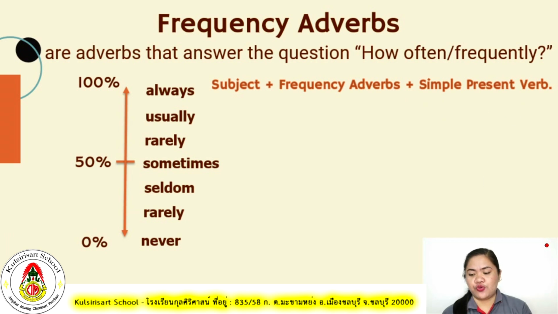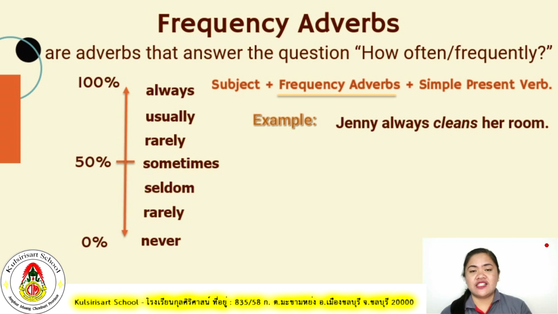Okay, so we have frequency adverbs should be in between the subject and the simple present verb. So we have here the examples. Jenny always cleans her room.